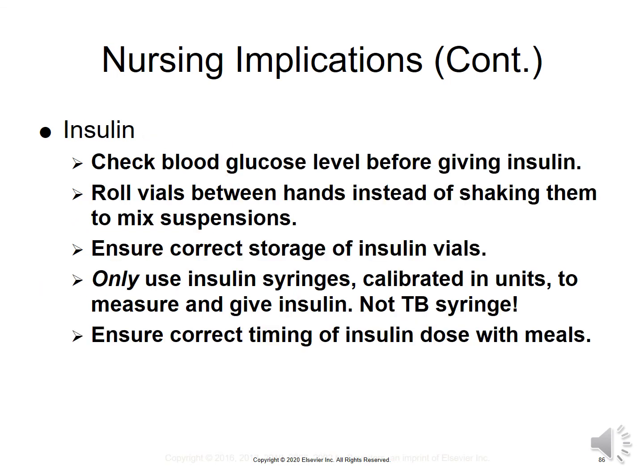Insulin. You have to check those blood glucose levels before giving it. Roll the vial between the hands instead of shaking them. Make sure we have the correct storage of insulin vials and only use insulin syringes calibrated in units to measure and give insulin, not TB syringes. Okay, so never use a TB syringe. Always use an orange insulin syringe to give insulin.